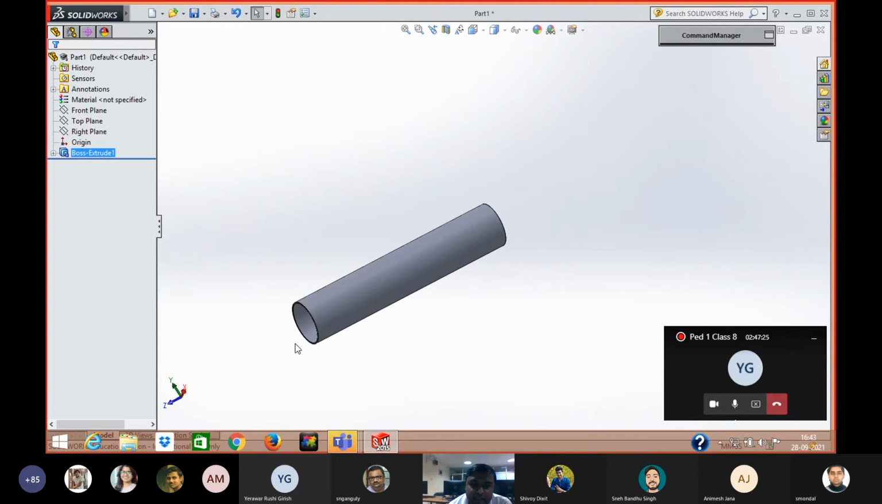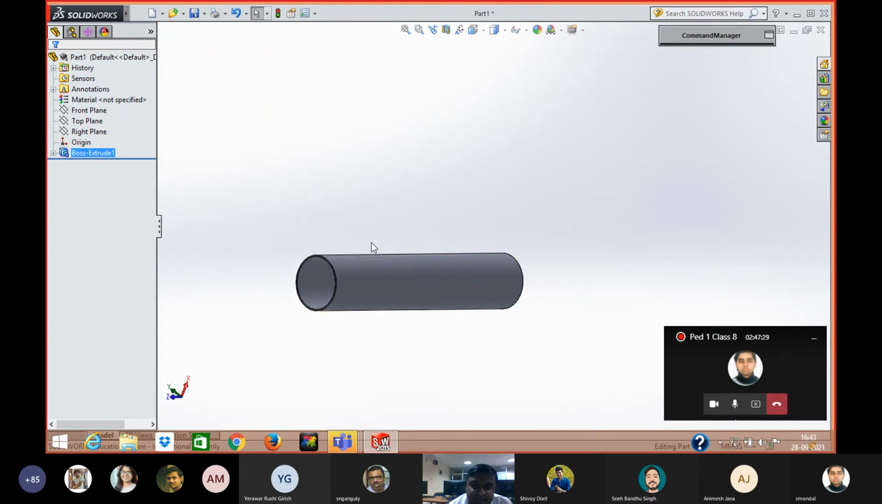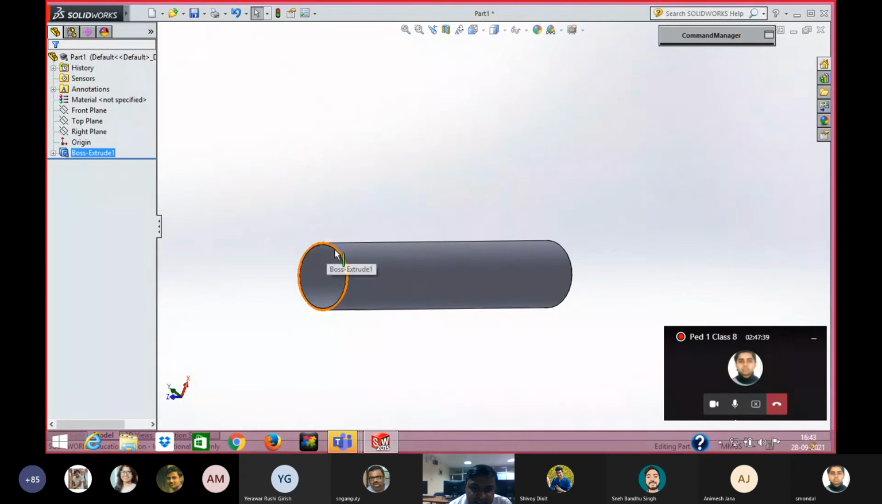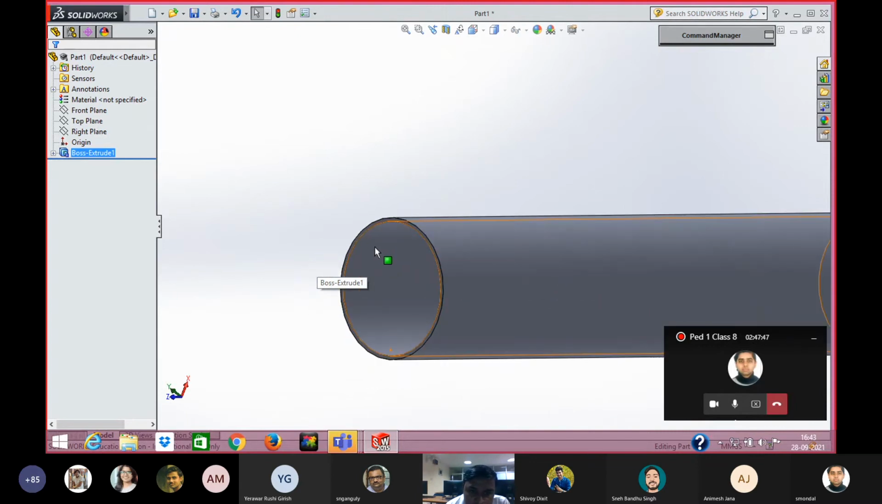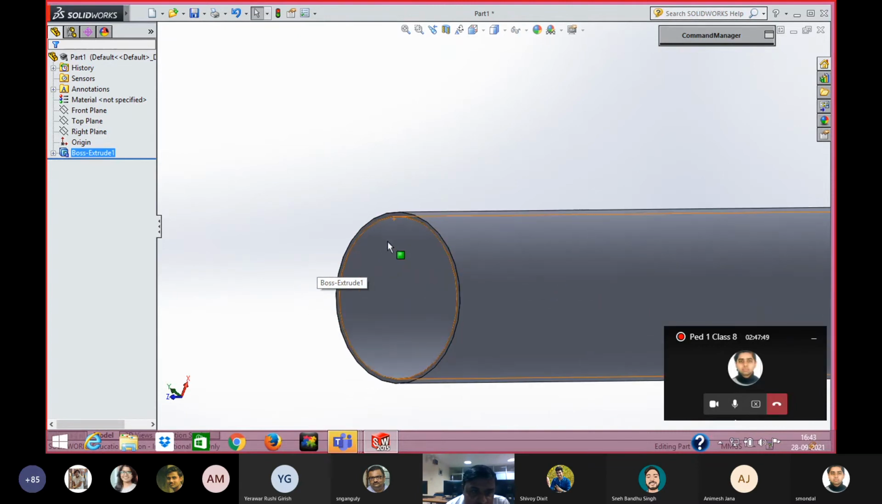So now we have created a shell whose thickness is 5 mm. The outer diameter is 200 mm, meaning I have taken a 100 mm radius, so 200, and similarly the inner diameter is 190 mm.